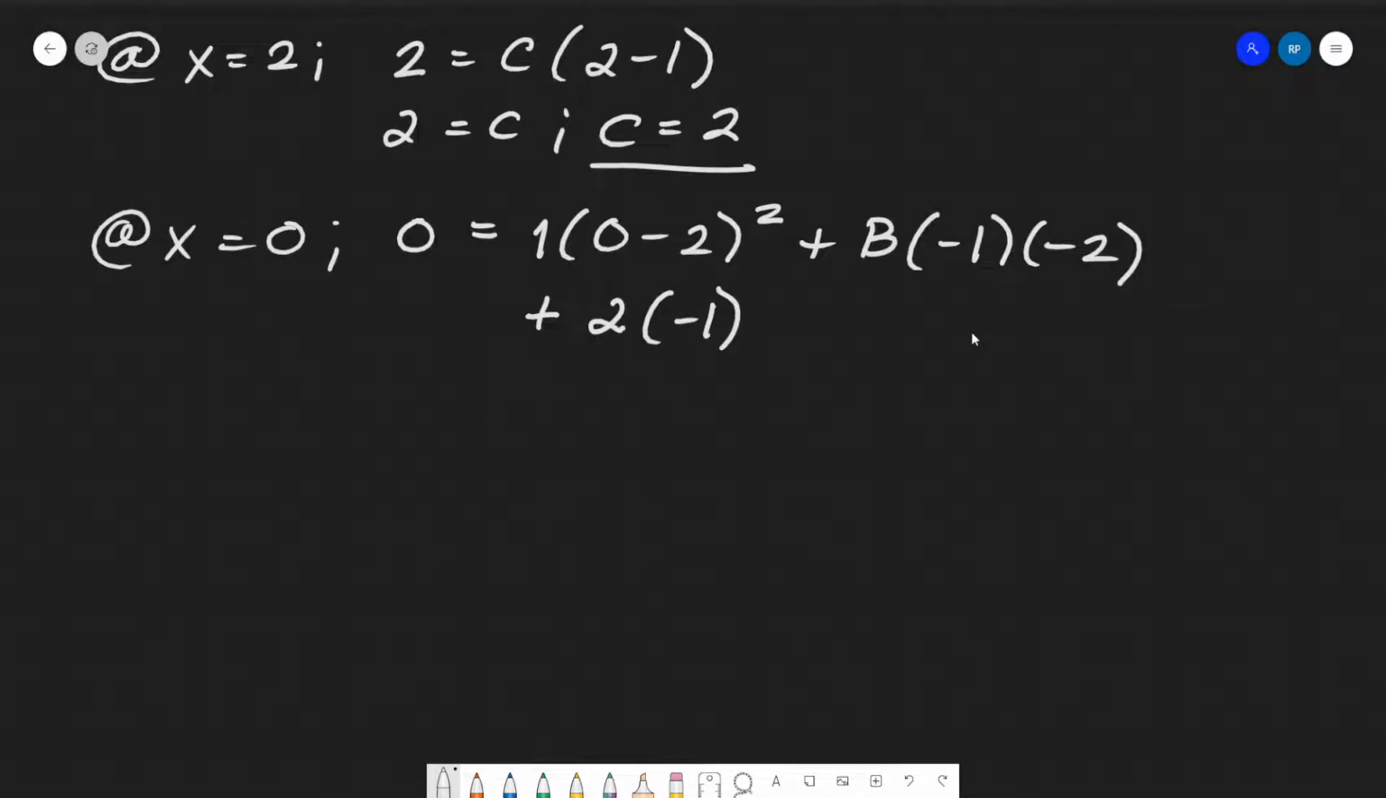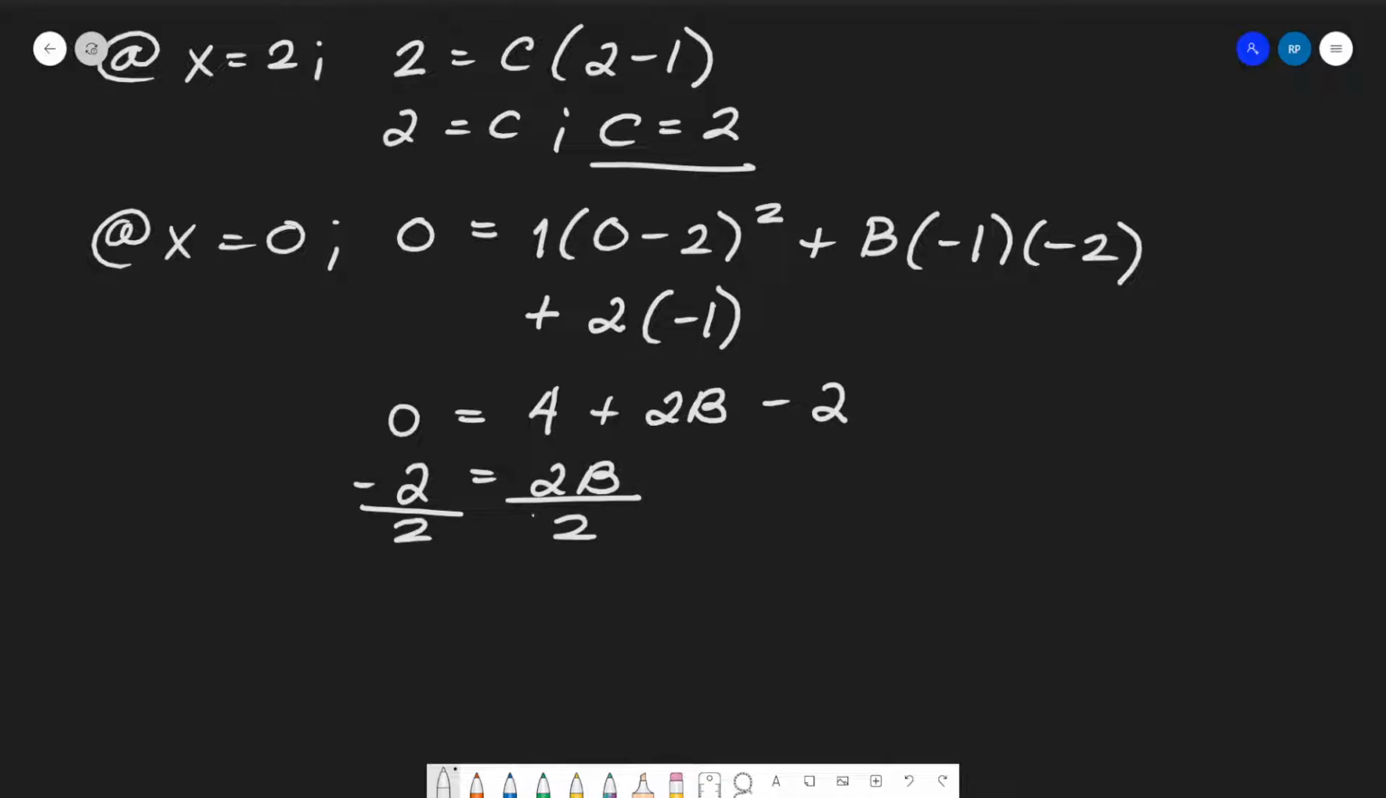So, let us simplify. So, we have your 0. 4 pala. 1 times negative 2 squared, negative 2 squared is 4. So, 1 times 4 is 4. Plus B times negative 1 times negative 2. So, positive na to. So, 2B. Ayan. And we have negative 2. So, 4 minus 2 is 2. Lipat sa kabila. We have negative 2 is equal to 2B. So, divide both sides by 2. Therefore, B is equal to negative 1.